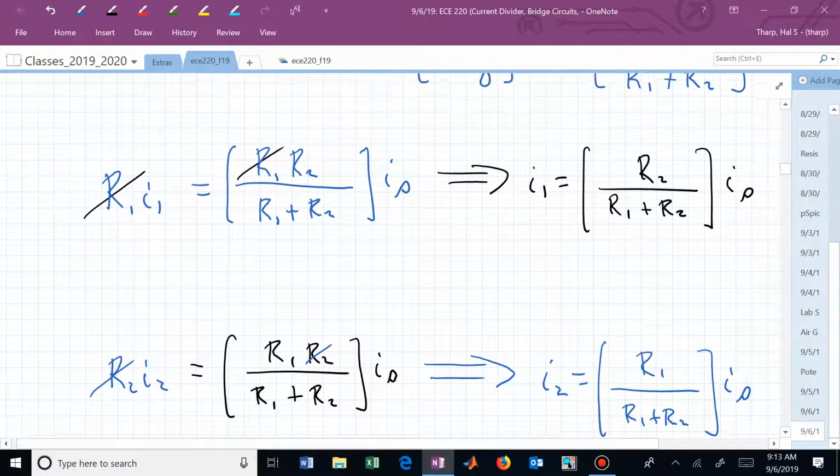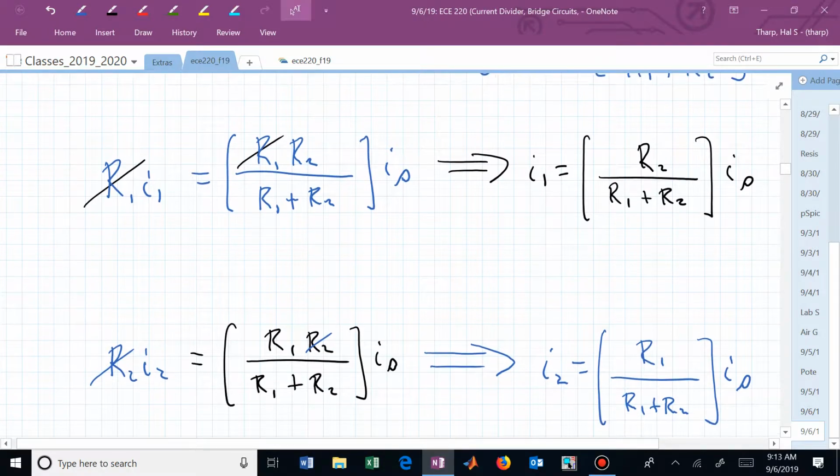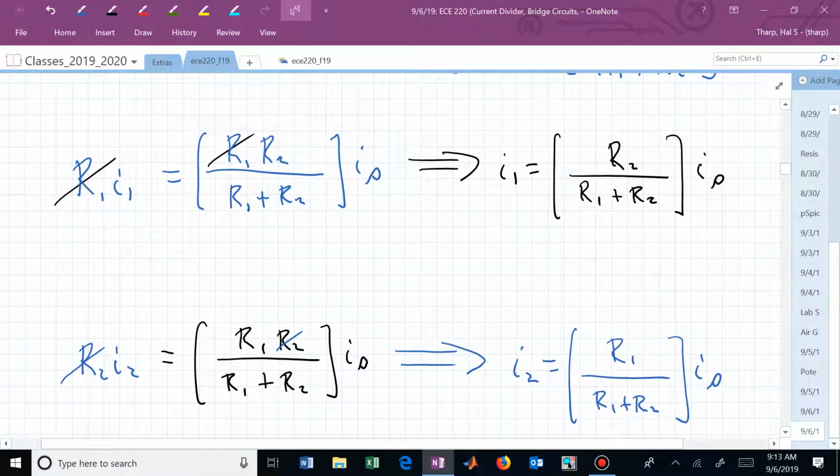So what's the significance of R2 and R1 paired up with I1 and I2? Is that the question? I was trying to justify why this formula makes sense, but the left-hand side is the proof. We know V is the same across all of those elements. They're all in parallel. V we can express as R1I1 or R2I2, but we can also express it as R equivalent times I sub S.